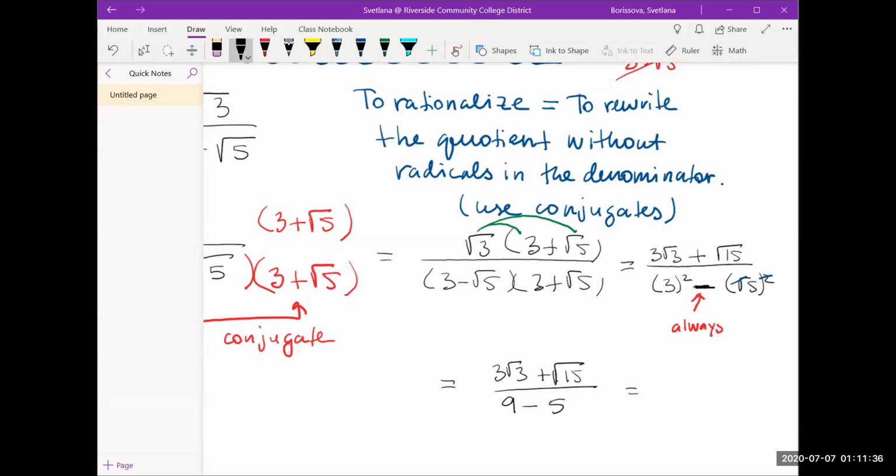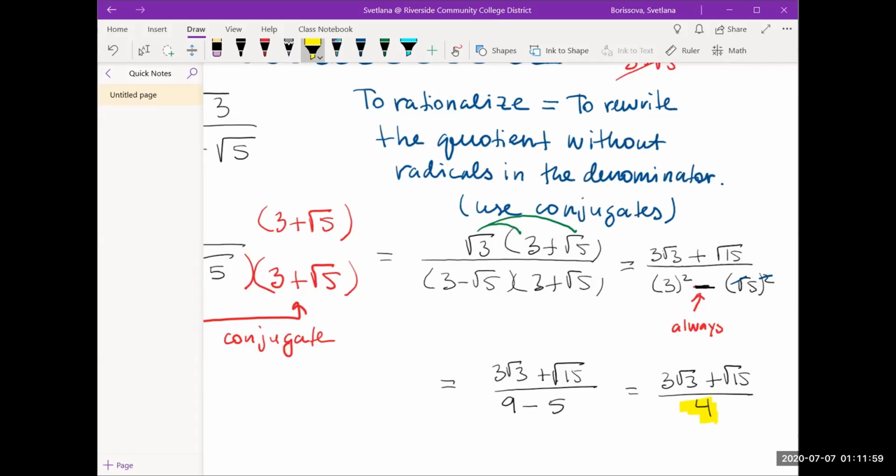Okay, so that's (3√3 + √15) over 9 minus 5, which is 4, like that. And here it is. Well, we achieved what we wanted. We now have just an integer in the denominator. We have no more radicals in the denominator. So it means that we rationalized the denominator.